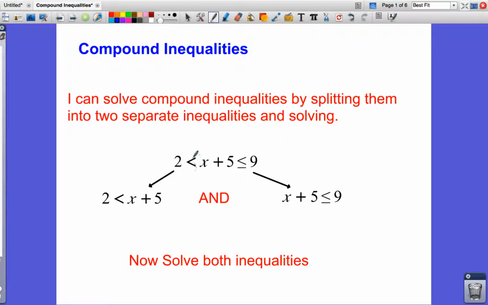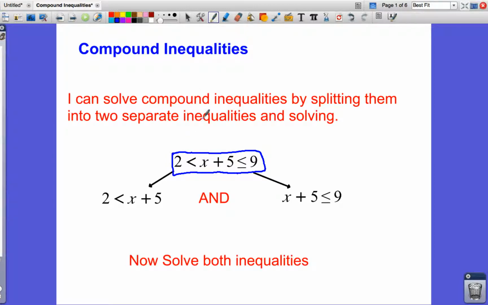So if we take a look, this is what a compound inequality is, you guys. It's when you have two inequalities that are compacted into one whole inequality. So I have 2 is less than x plus 5, which is less than or equal to 9. So this x plus 5 is somewhere in between 2 and 9.